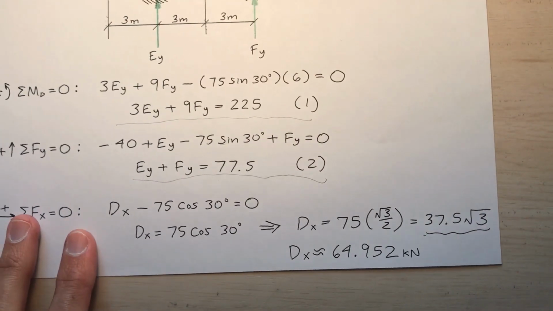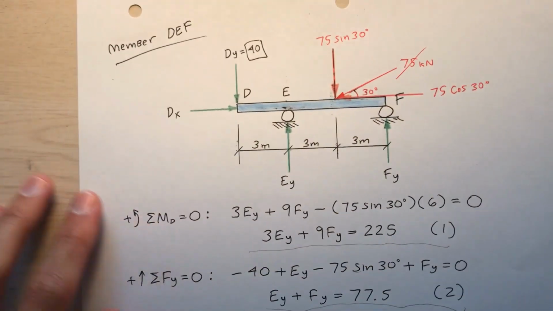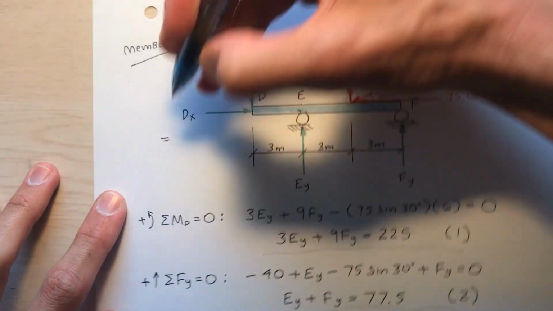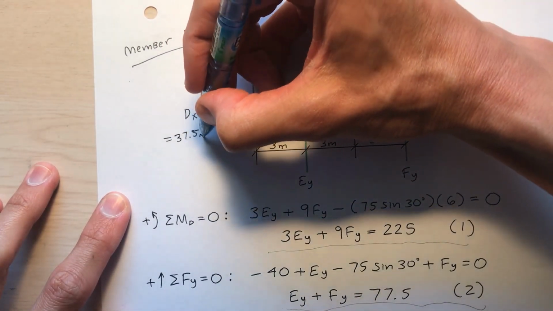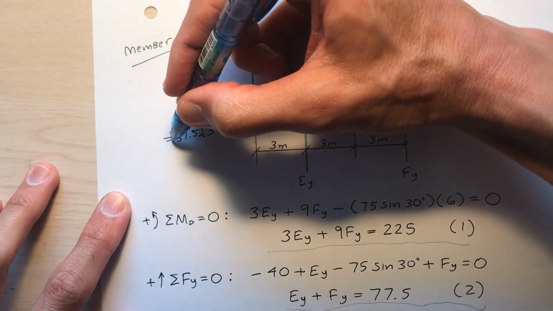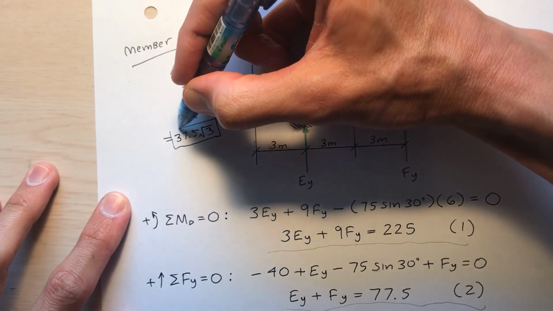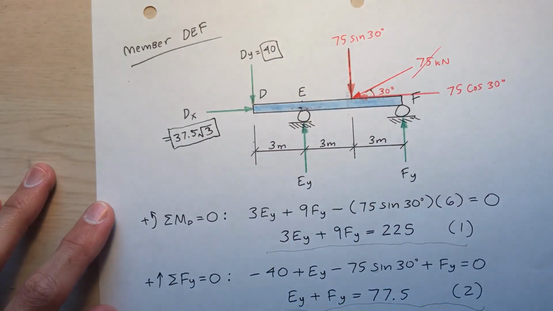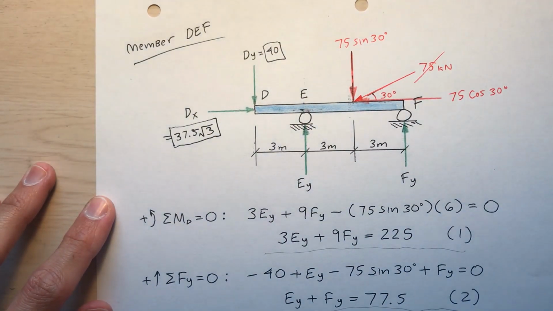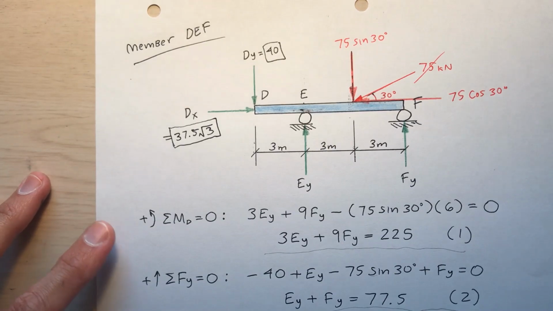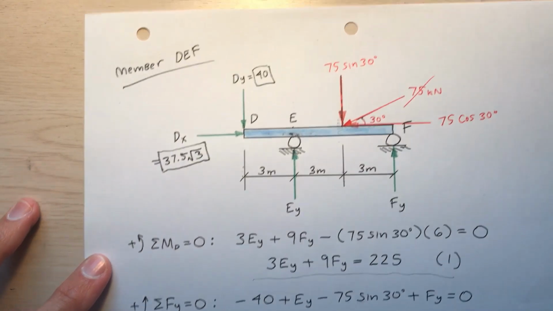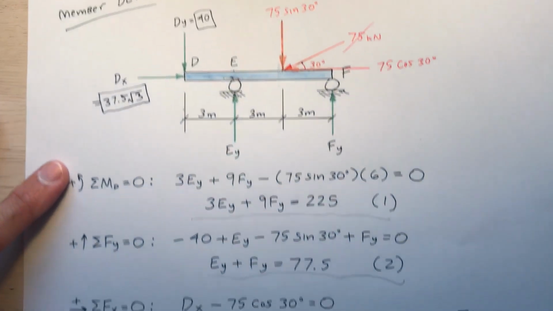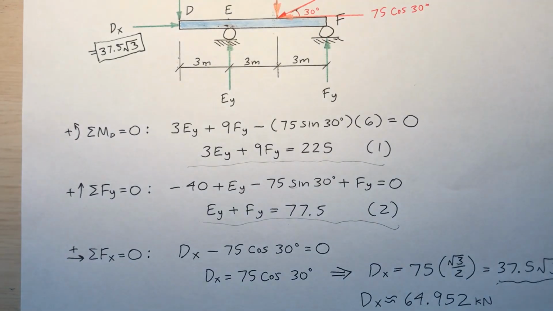I'm going to preserve the exact answer, so come back here to my free body diagram. D sub x, 37.5 times the square root of 3. Okay, that's not an external reaction in terms of the overall structure, but that is the horizontal reaction at the hinge, 37.5 times the square root of 3. Okay, well, there's still a matter of e sub y and f sub y. So I'm going to take equations 1 and 2 and solve those simultaneously. I'll use a matrix to do that.